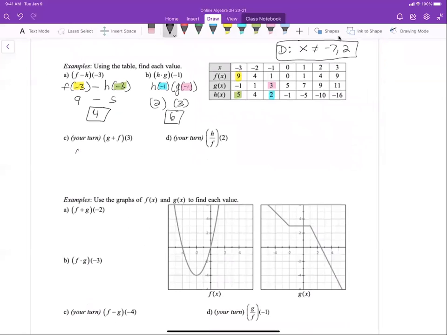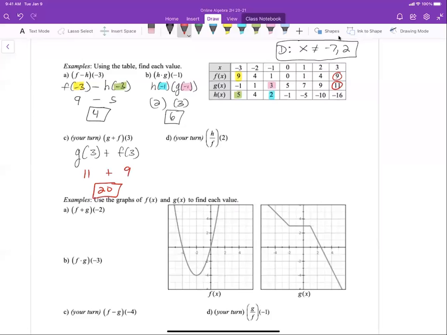Welcome back. I have g of 3 plus f of 3. Okay, so you've got to go to the table and find the value of g when your input is 3. And that value will be 11. The value of f when the input is 3, and that value is 9. And your answer will be 20.